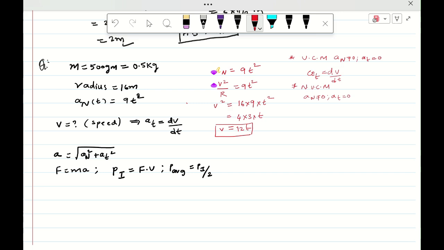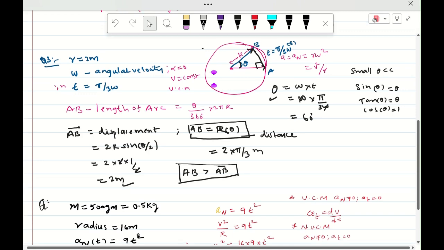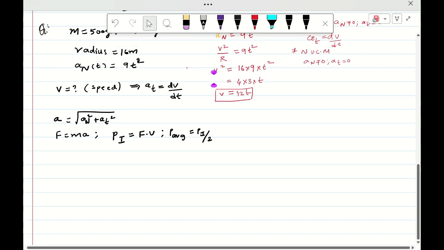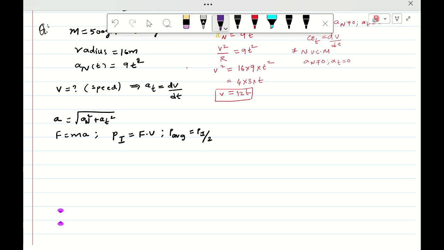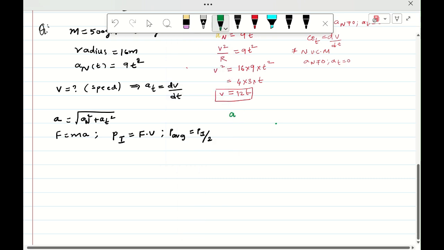So this point is very, very important. Maybe they can ask it in the coming exams. About uniform circular motion and non-uniform circular motion, somewhere I have mentioned it, right? Now see, when I go to find AT, AT is equal to dv by dt, d into 12t by dt. So that is equal to 12 meter second power minus 2. The SI unit of tangential acceleration is meter second power minus 2.